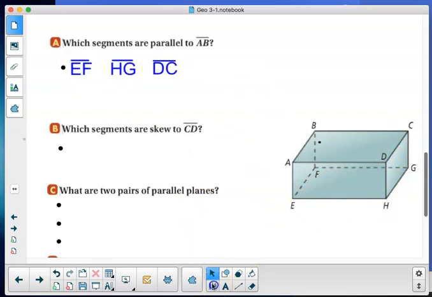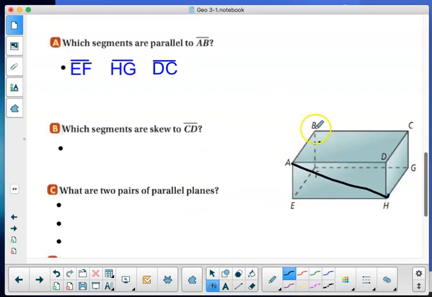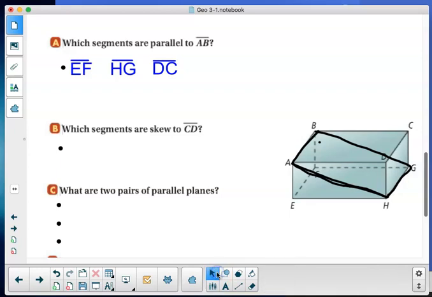Now, it's really tough for people to recognize this being parallel, but remember, if I can draw a plane through them, so AB is parallel to HG, keep that in mind. If I can draw a plane through those lines, I can make them parallel because they'd be in the same plane. Now, which segments are skew to CD?